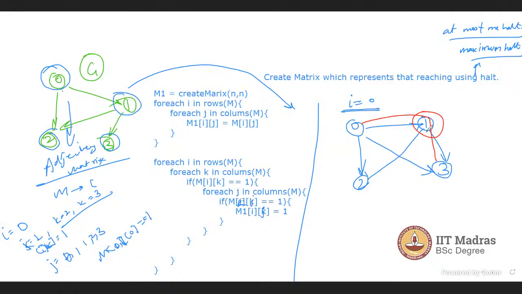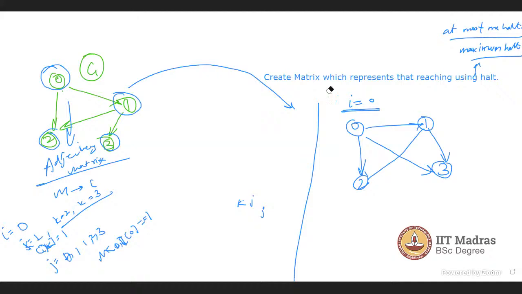From 1, where can I reach? 2 and 3. From 3, where can I reach? Nowhere. So no extra addition for I equal to 1, correct? And then from 2? Nowhere. Because I am not directly going anywhere, I cannot take one halt also. Is that right? Yes, sir. So only one thing we will get extra, which is 0 to 3. Only this is what we are getting.